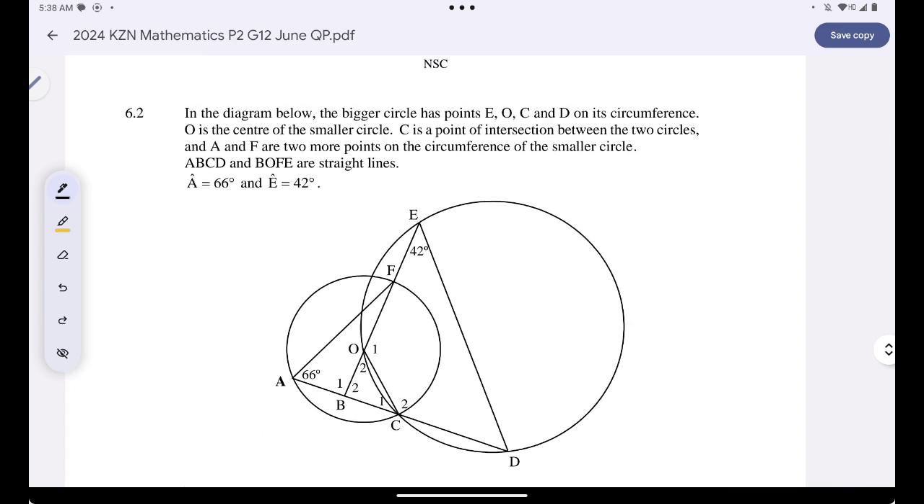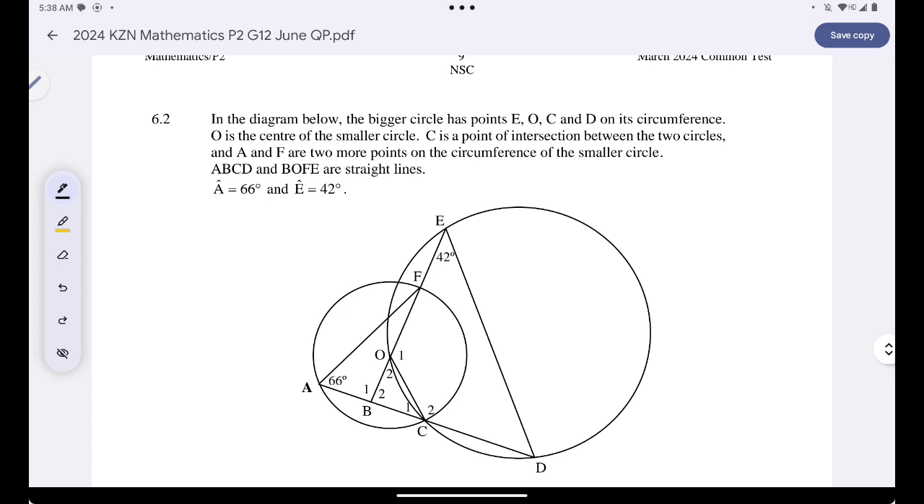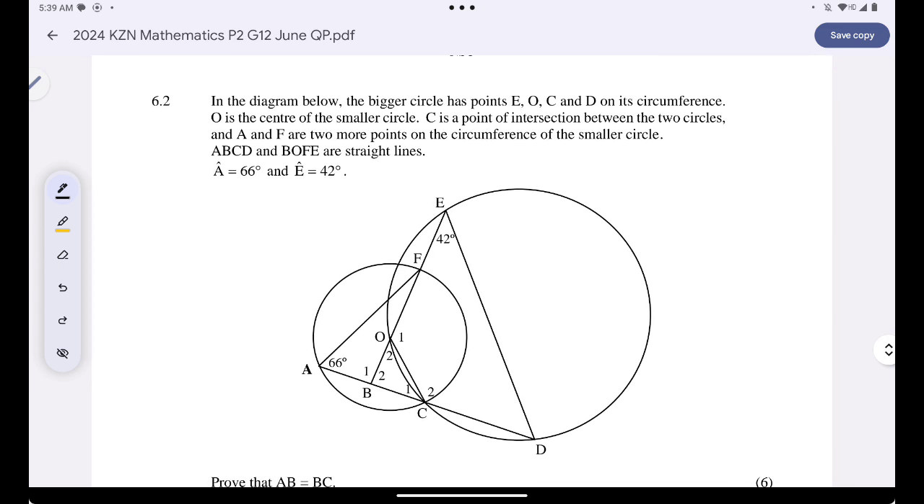Okay, 6.2. We are told that in the diagram below, the bigger circle has points E, O, C and D on its circumference. O is the center of the smaller circle. C is the point of intersection between the two circles, and A and F are two more points on the circumference of the circle. ABCD and BOEF are straight lines.